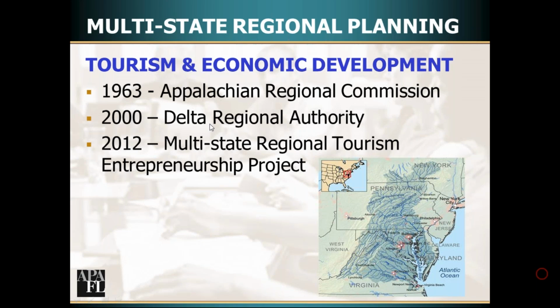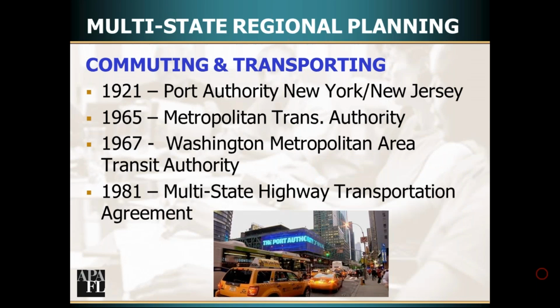Includes New Orleans and the states above that, Mississippi Delta. All right. And then there's other ones, multi-state regional tourism and entrepreneurship project. And that is out in the Northwest, around Yellowstone and Montana and things like that. All right. Now, another major place that got multi-state regional planning is on transportation and community.